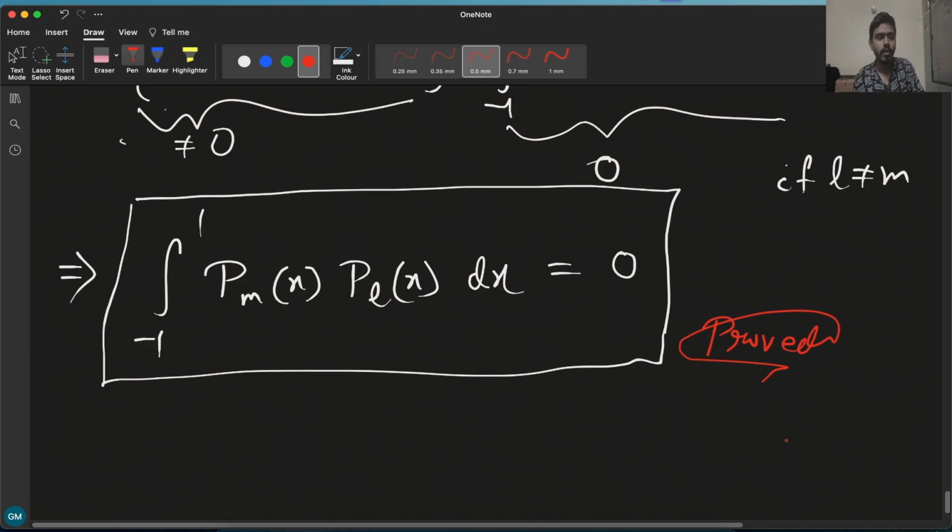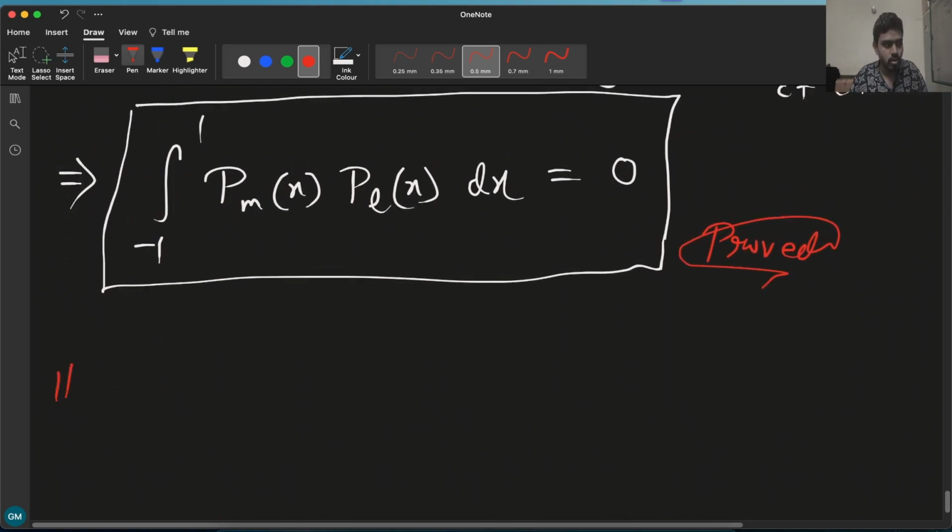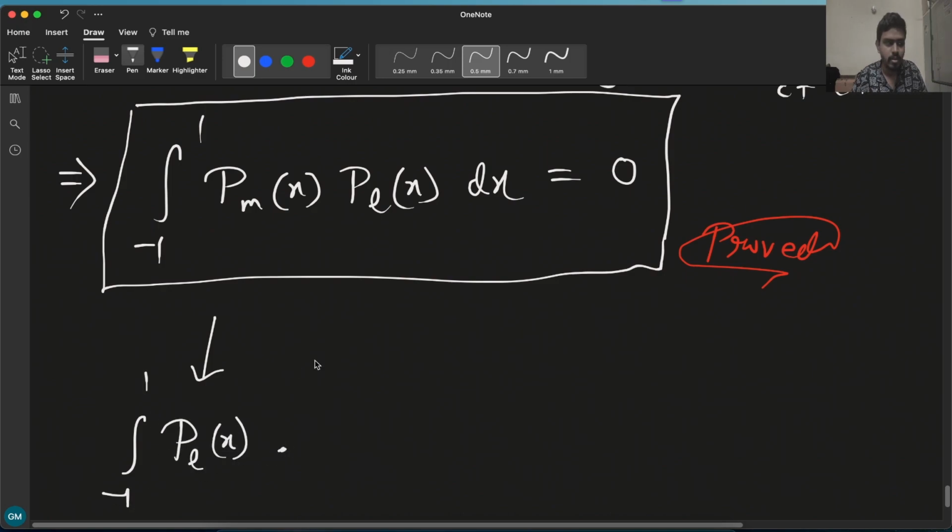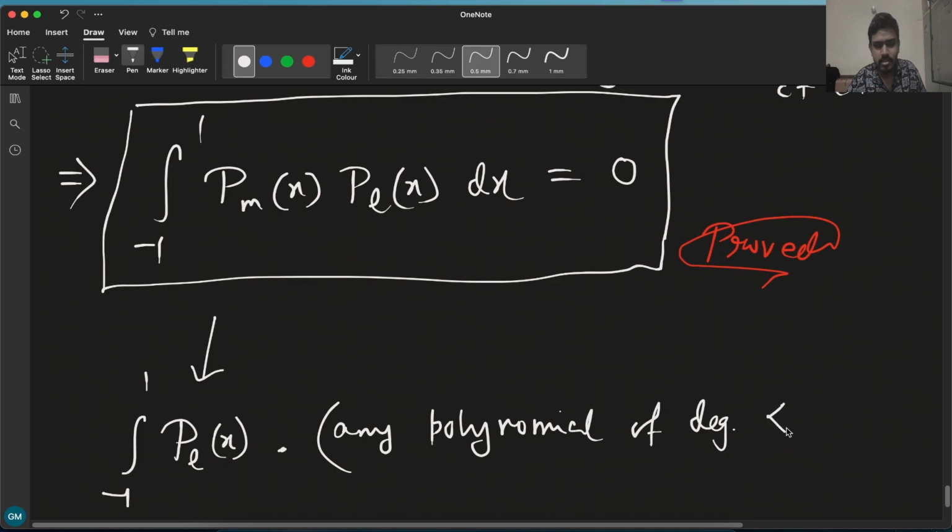Okay, so let me give you some homeworks based on that. So homework 1. One corollary of this orthogonality property is that the integration from -1 to 1 of Pl(x) times any polynomial of degree less than L times dx equals 0.